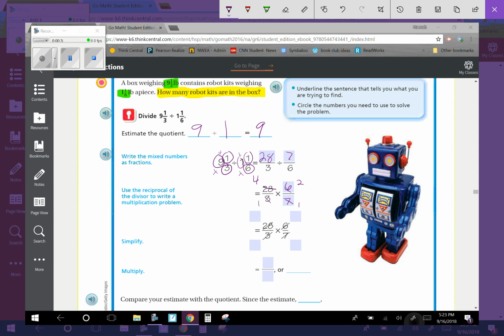Oh, they simplified down here. So that was 4, 2, 1, 1. So now I have 8 over 1 times 1, which is 1, or just plain old 8. Compare your estimate with the quotient. Our estimate was 9, and since the estimate 9 is close to 8, the answer is reasonable, so there are 8 robot kits in the box.